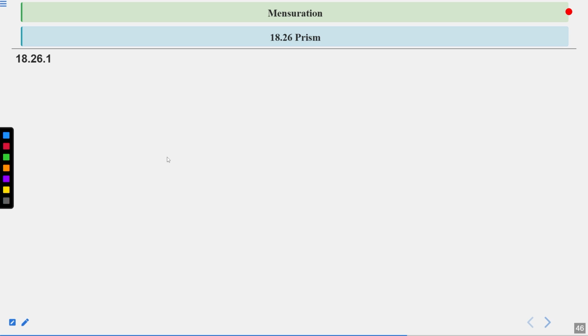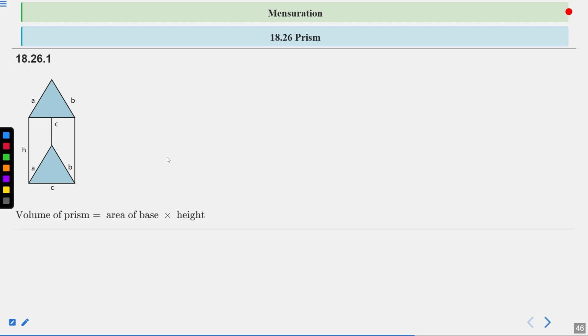Prism 18.26. So 18.26.1. This is the diagram of a prism. In a prism, base and top are both the same shape. So if the base is a triangle, then the top will also be a triangle. If the base is a trapezium, then the top is also a trapezium. If the base is a pentagon, then the top is a pentagon. They are the same shape. So the volume of the prism we can calculate by using the formula area of the base multiplied by the height.